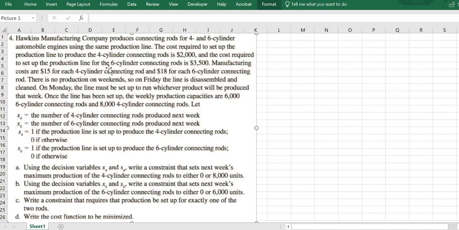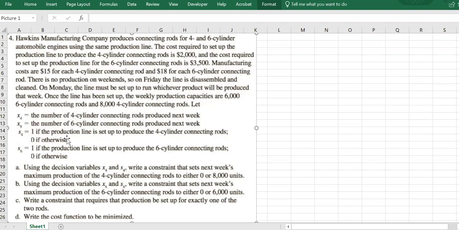We also have the per unit cost, or variable cost per unit, of 4-cylinder and 6-cylinder rods. There are some details about the working hours during the week. But in each week, the weekly production capacity for 6-cylinder and 4-cylinder is given: 6,000 for 6-cylinder and 8,000 for 4-cylinder connecting rods.